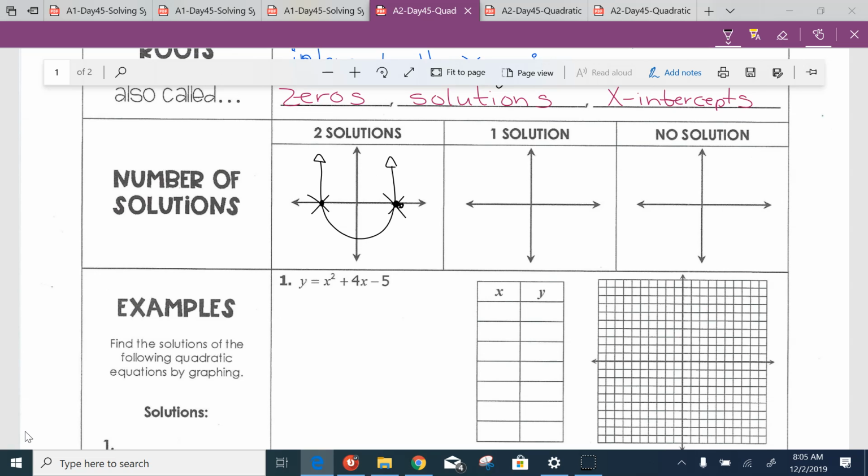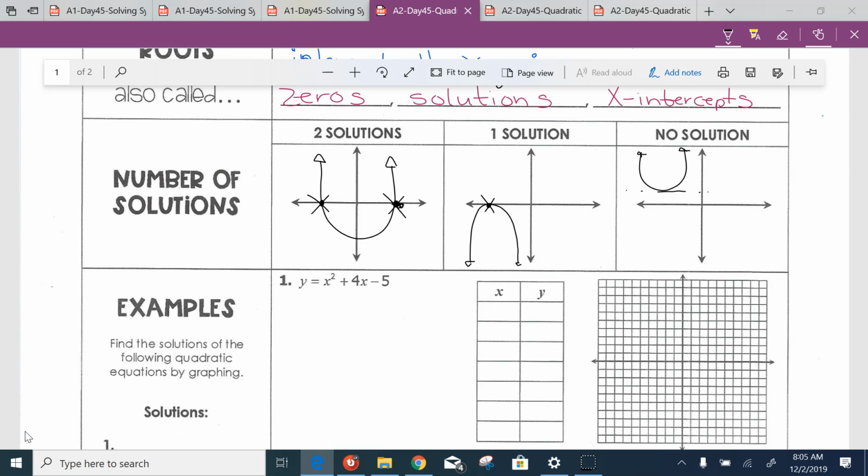But it's not uncommon to have a parabola that maybe only intercepts or makes contact with your x-axis in one spot. And when that happens, then it's considered to have only one solution. And you can also have no solution. It is possible to have a quadratic equation whose parabola, when you graph it, is maybe not even anywhere on an x-axis intersection, and therefore you would have no solution. So those are the three types you can get.